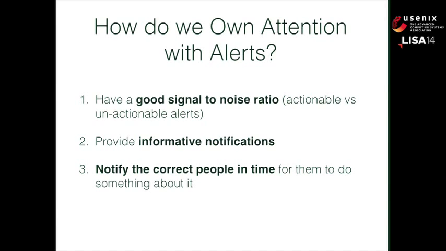The first is have a good signal-to-noise ratio. To me, that means actionable versus unactionable alerts. Good signal, you can do something about it. Noise, it's unactionable, you can't do anything about it. The second thing you need to do is provide people with informative notifications. So when someone actually gets an alert, it tells you the things you need to know. It gives you context, information about the problem, links to learn more, all of this stuff.